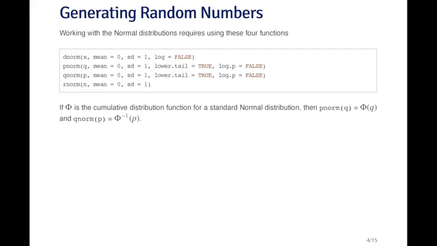And finally, for rnorm, there are only two parameters, mean and standard deviation, and then n, which is the number of random variables that you want to generate. So if n is 100, you'll get a vector of 100 numbers that are drawn from the normal distribution. Just to be more explicit, if phi is the cumulative distribution function for the standard normal distribution, then pnorm is equivalent to phi, and qnorm is equivalent to the inverse of phi.